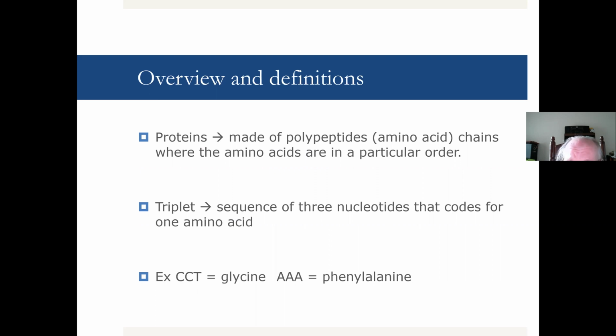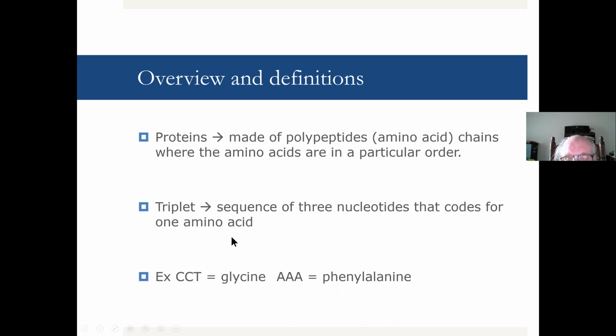This is the DNA unraveled, okay? In a linear row is a triplet, okay? They code for amino acids. Here's an example. CCT codes for glycine. Glycine's the only one I remember. Remember the amino acid structure: central carbon, an amino group, an NH2 group, a carboxyl group, COOH, a single hydrogen, and an R group. Glycine, the R group is H. That's the only one I remember. So CCT codes for glycine, AAA codes for phenylalanine.